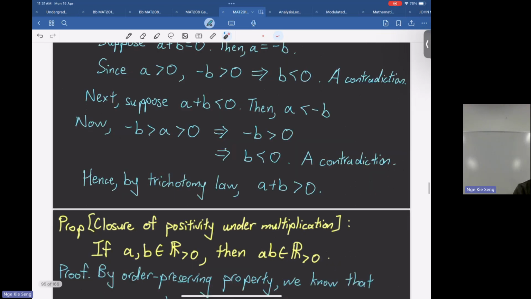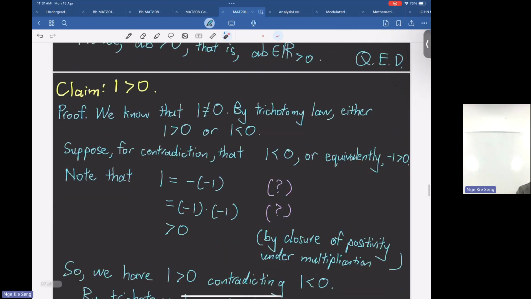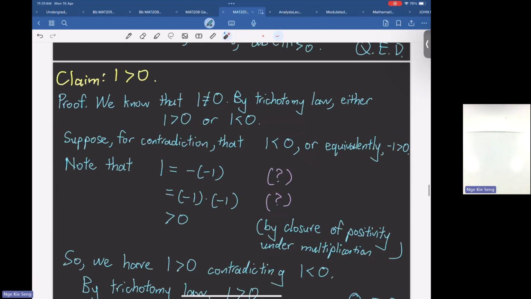So this claim here, we know that 1 is not 0. So there are only 2 possibilities now: either 1 greater than 0 or 1 less than 0. If 1 is greater than 0, then we're done. This is our claim. So suppose 1 is less than 0. We just proved already, if I multiply by minus on both sides, then I swap the inequality. Minus 1 is greater than 0. So I got something that is greater than 0 now.